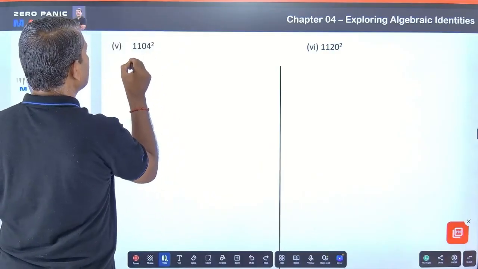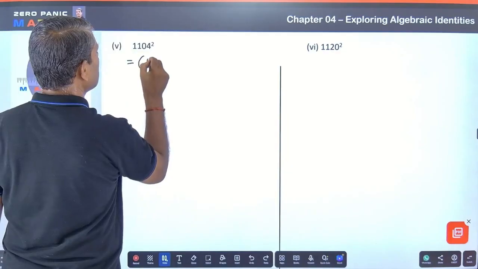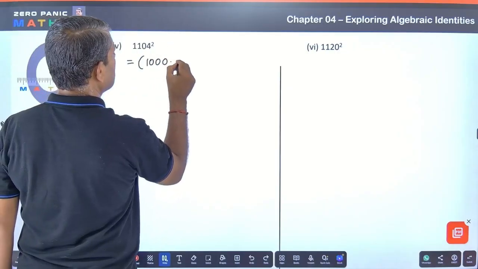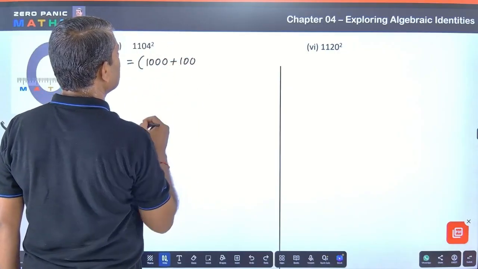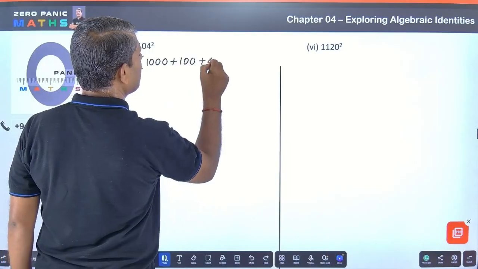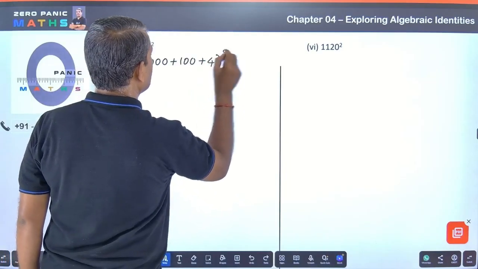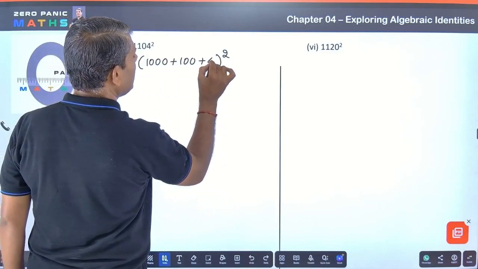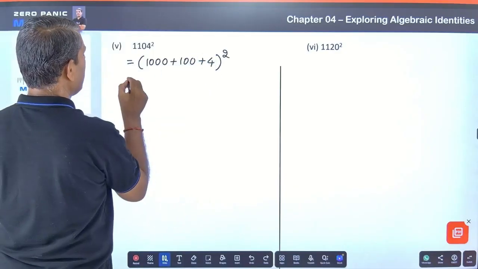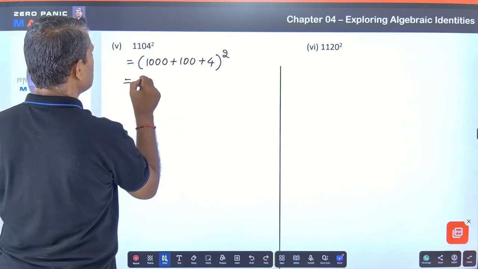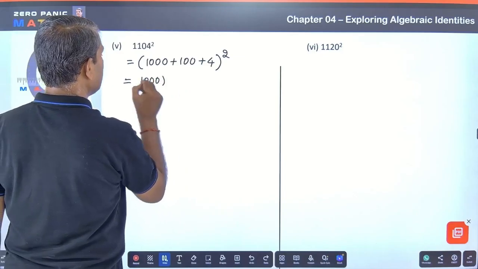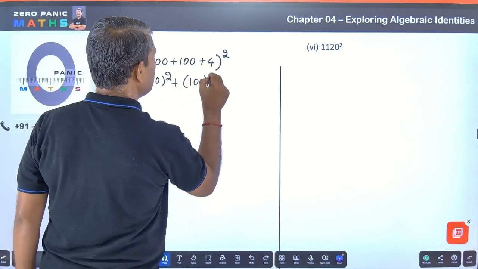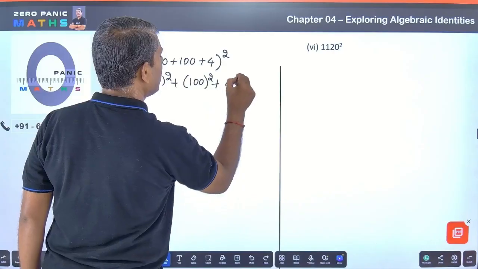Also I can write this as first of all 1000. Okay, it is 1104. So next b I can write it as 100 and c I can write it as 4. Sorry, a is 1000, b is 100 and c is 4, and whole square of that. So again 1000 square, which is a square, 100 square which is b square, and 4 square, that is c square.